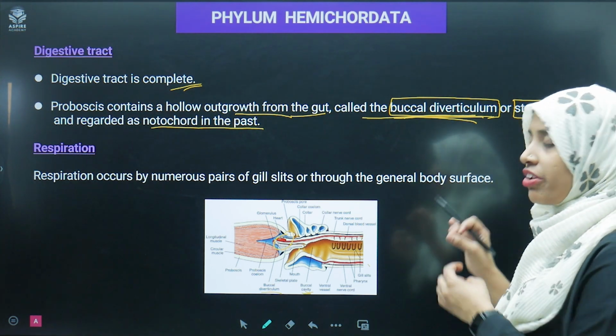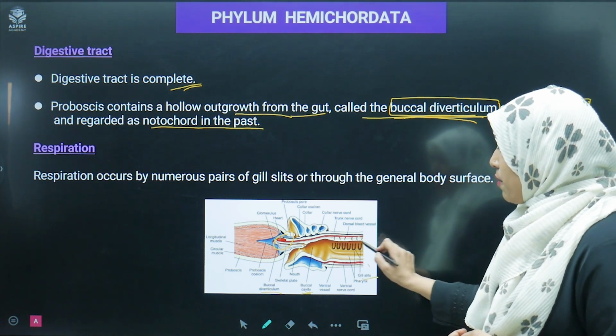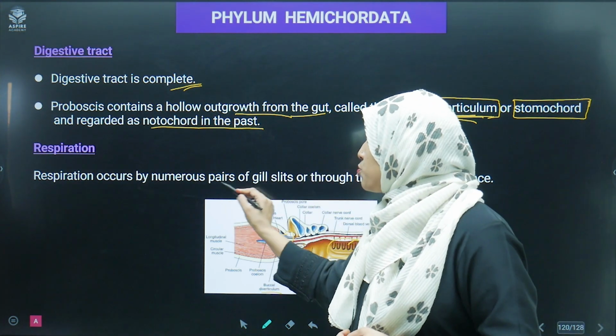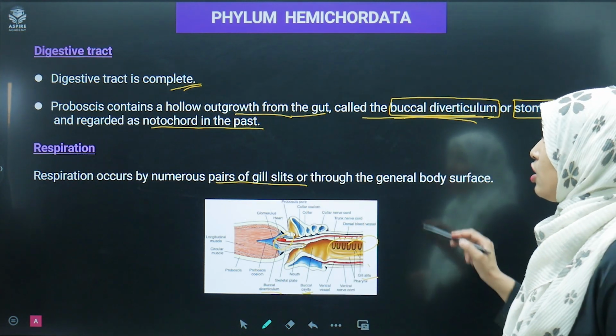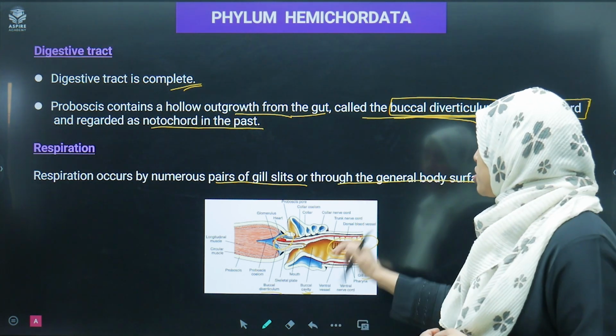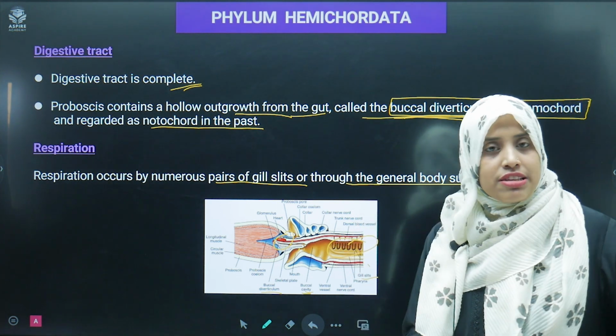And when we talk about respiration, where will respiration occur? Definitely through the gill slits. Respiration occurs by numerous pairs of gill slits, or through the general body surface also. So respiration can occur through the body surface and even with the help of the gill slits.